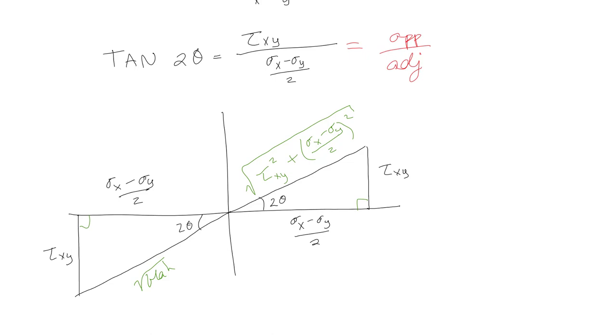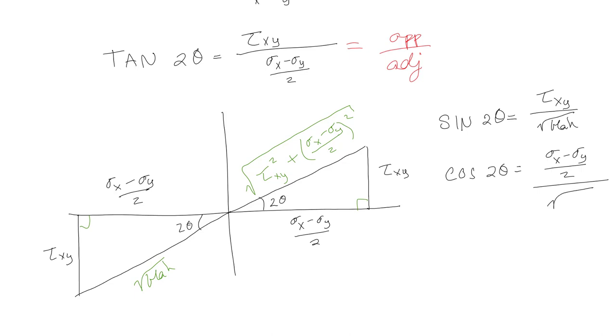Since we have that, we could, in addition to knowing the tangent, also know the sine and the cosine of 2 theta. So the sine of 2 theta would be the opposite over the hypotenuse, and the cosine of 2 theta would be the adjacent over the hypotenuse. Okay, so we'll move this down to make it more clear what's going on.